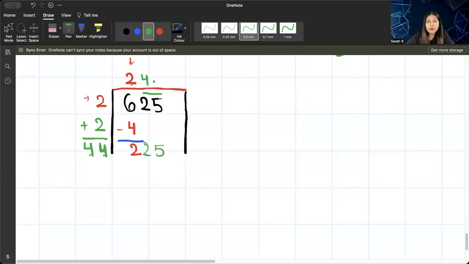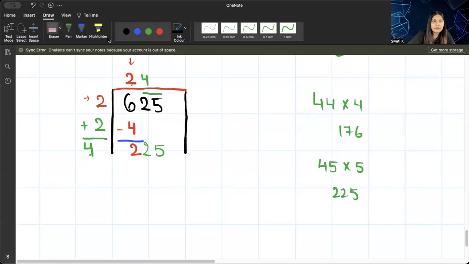So 44 into 4. What is 44 into 4? It will be 176. So that means we can think of another number as well, correct? So let's take 45 into 5. So this will become 225. We got it. So that means you should take here 5.